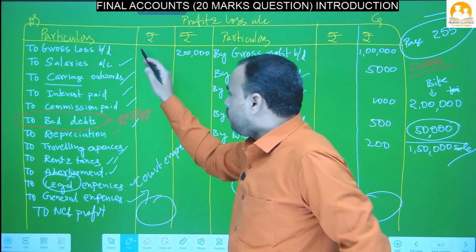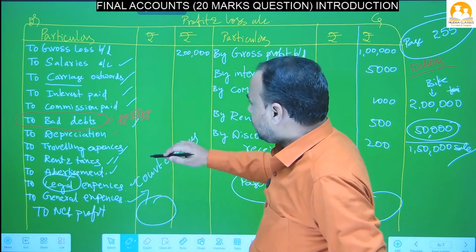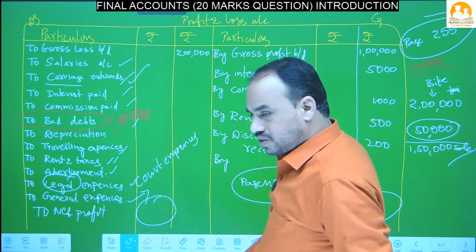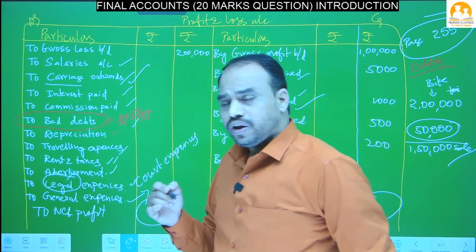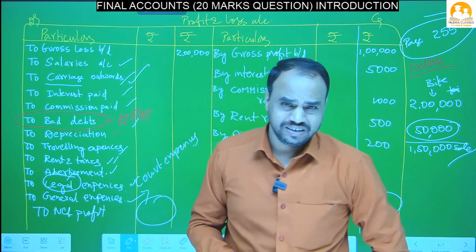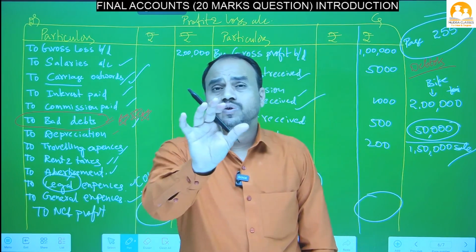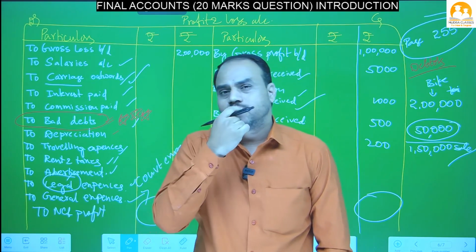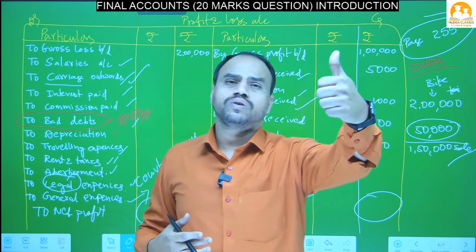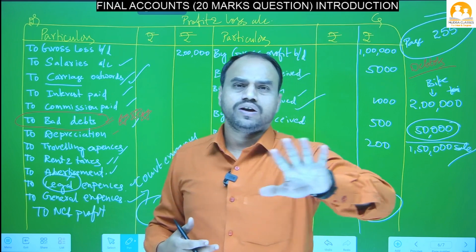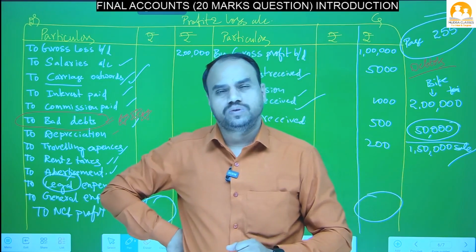When you see these items in the question, you have to recognize that this item will come on the profit and loss account debit side, and this item on the credit side. Like that you have to recognize. It need not be memorized. What must be memorized? The trading account and the balance sheet. The profit and loss account need not be memorized; reading it a couple of times is enough.